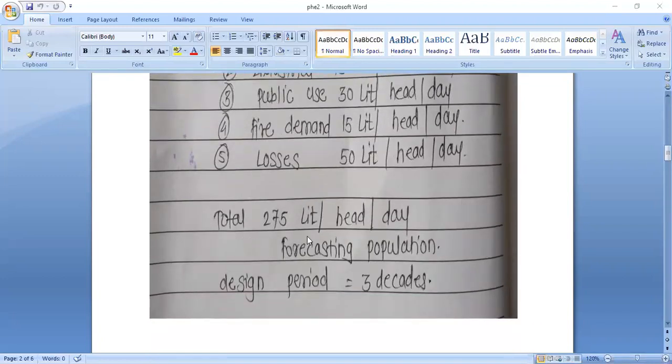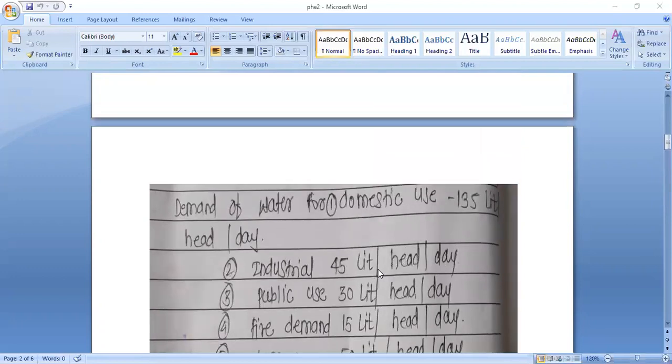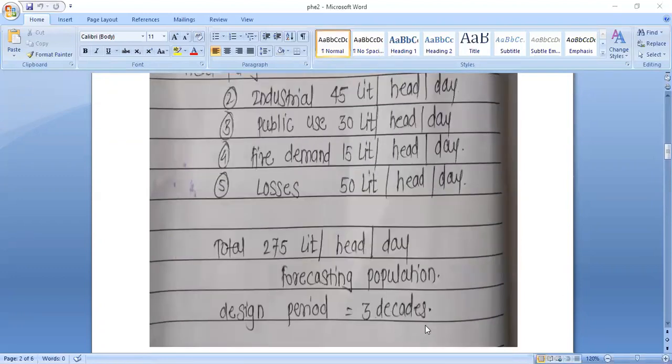Then the total demand of water for this residential area is 275 liter per head per day, and we have to forecast the population for that area. The design period for forecasting the population is 3 decades. That is, for 3 decades we have to calculate the forecast, which means for the next 30 years we have to forecast the population of that city. Now see the solution.